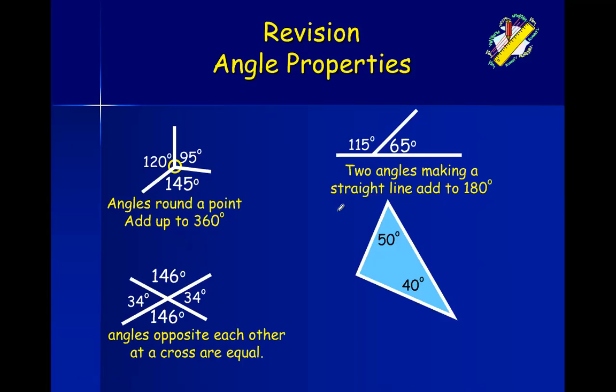So we're just trying to find some properties to help us identify angles when it comes to it. And the last one in this group here, so we've got a triangle. What did we say about triangles? All angles in a triangle add up to?